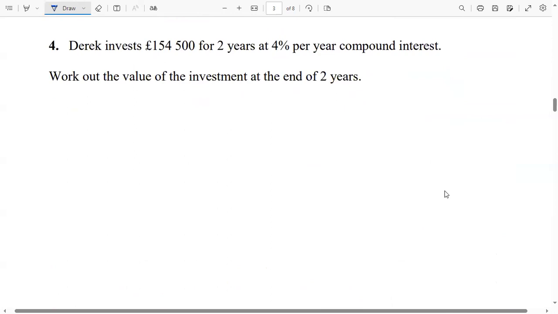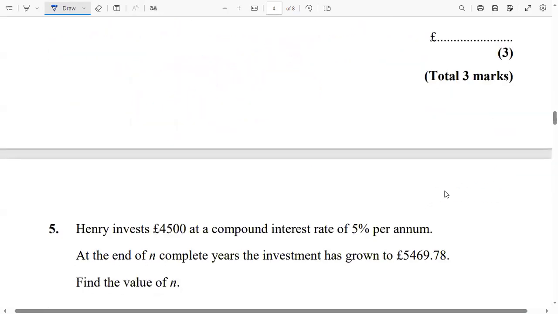Number 4, I think, is the same idea. Derek invests 154,500 for 2 years at 4% per year compound interest. Work out the value of the investment at the end of 2 years. This is the same. Just write the formula: final amount is the principal times 1 plus R over 100 to the power of n. Just substitute for the P, the R, and the number of years, and you get the value. Please write the value you get in the comments. I want to see your answer.